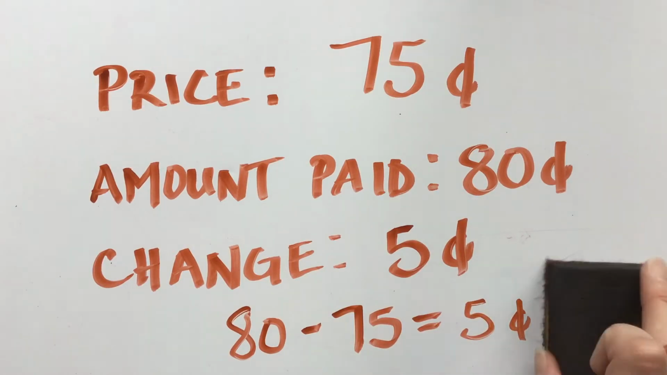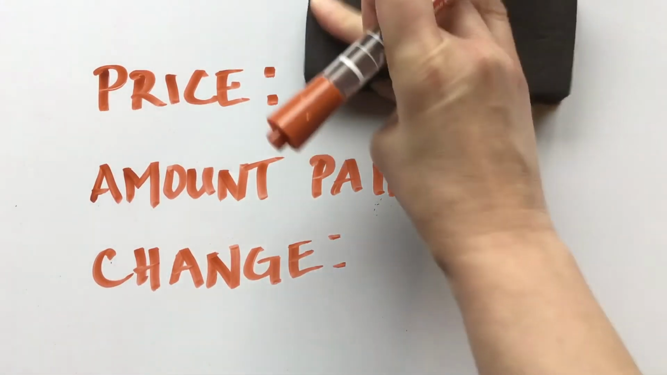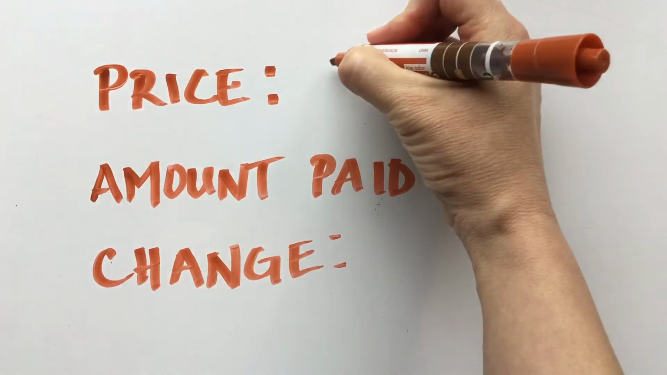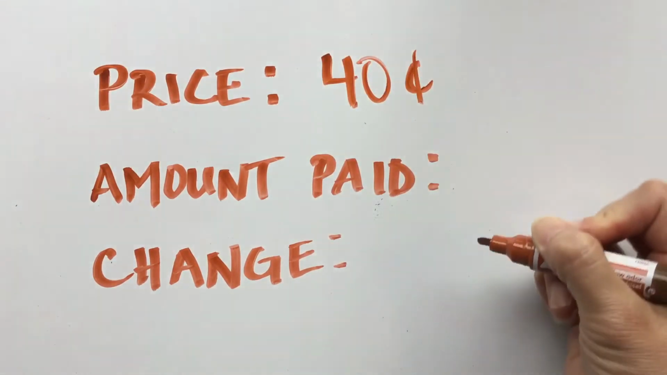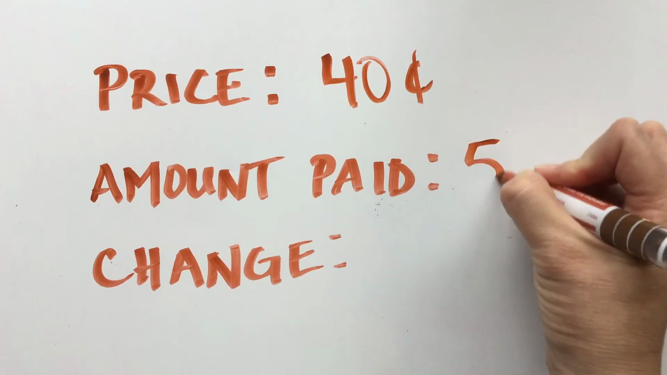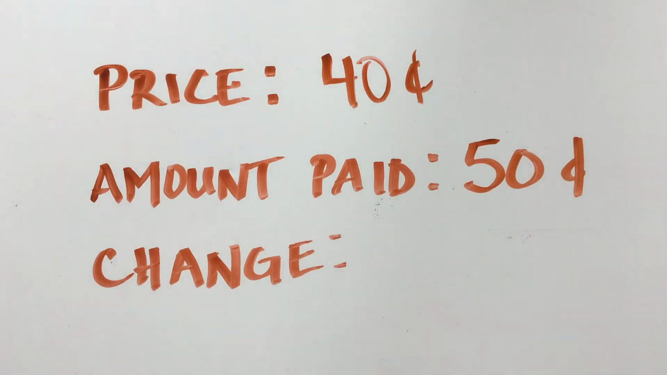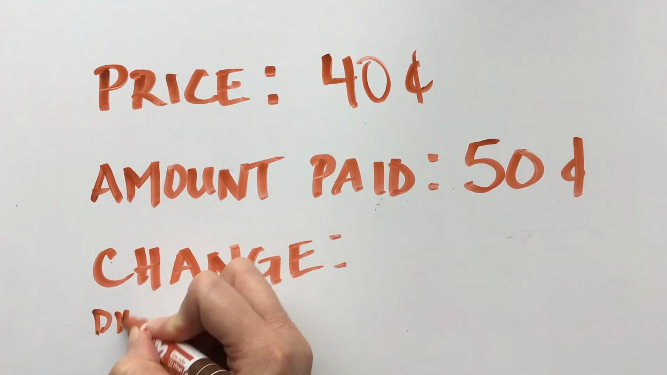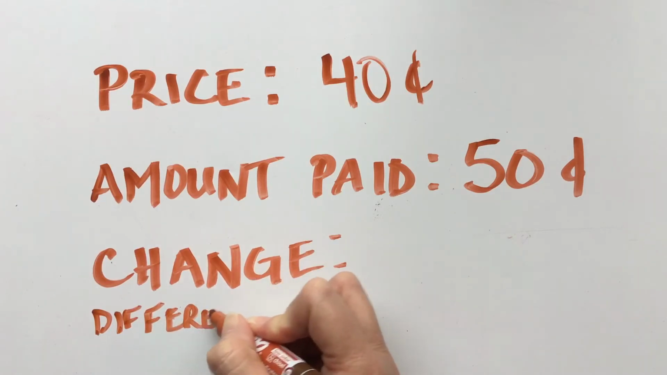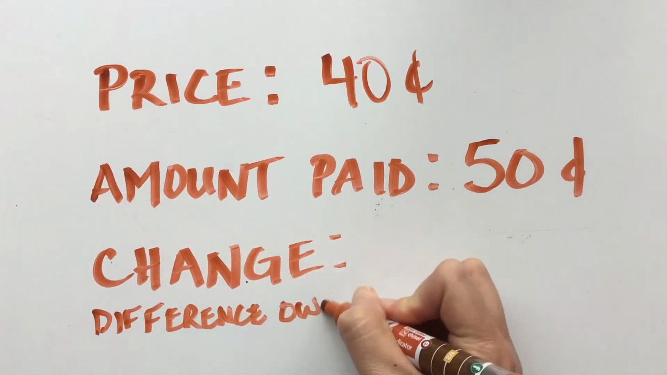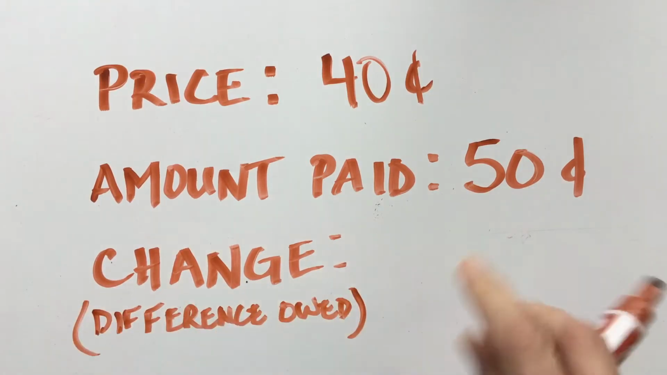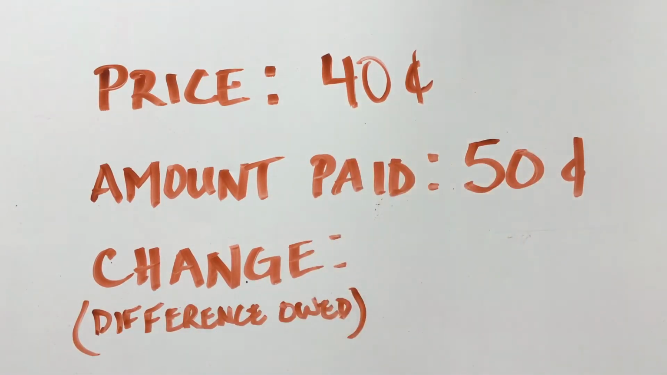Okay, so let's take a look at another example. All right, what if you're paying for an item that costs 40 cents, you give 50 cents. All right, what will be your change? What is the difference owed? Remember, change means difference owed. I'm going to write that underneath so you don't forget. Okay. We need to find the difference between 40 cents and 50 cents, don't we? Because that will be the change that we get back. I wanted to buy a 40-cent apple. I paid 50 cents, so I probably gave 2 quarters. What will I expect my change to be?